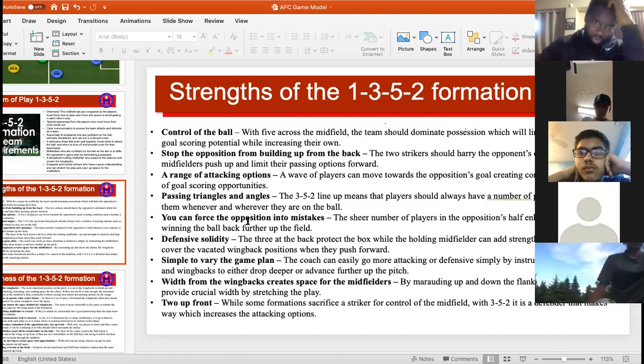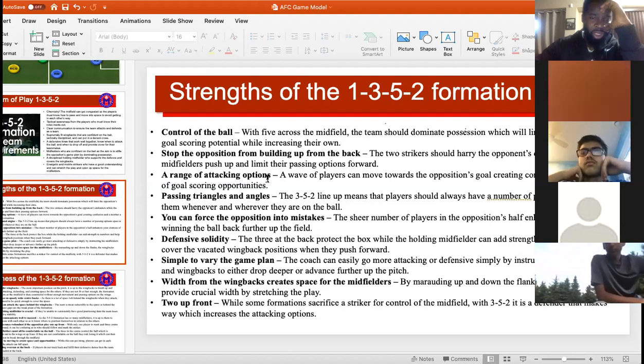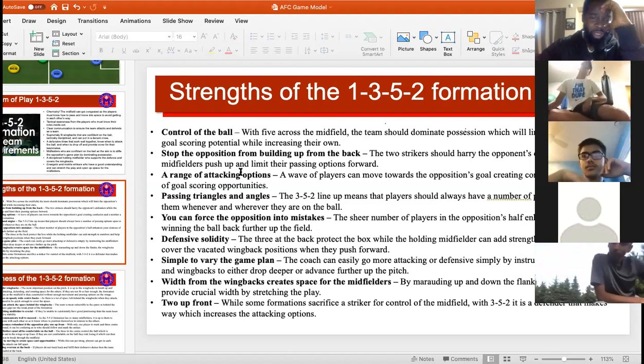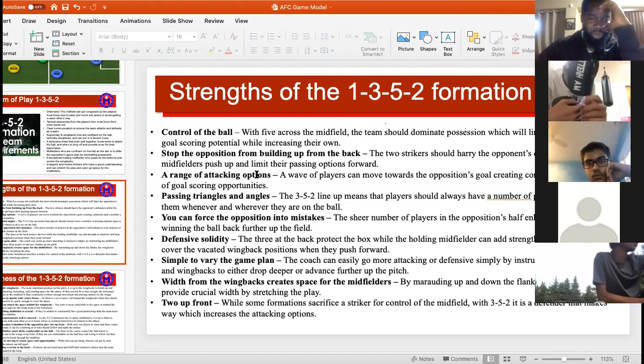Then when you come to the formation, these are the strengths we have in this formation. We need to have good control of the ball. We need to be able to stop the opposition from building up play from the back, and we should have lots of attacking options. So when we're in possession, we should have lots of attacking options. We should have passing triangles and angles. We can force the opposition to make mistakes, right?